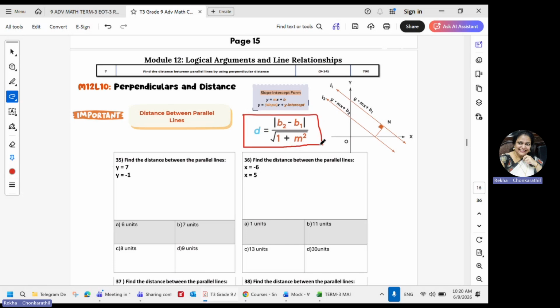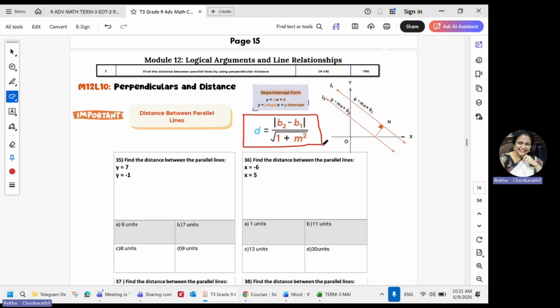Distance equal absolute B2 minus B1, or you can say B1 minus B2 divided by square root of 1 plus m square. What are these B1 and B2? They are the y-intercepts of the parallel lines. Remember, parallel lines will always have the same slope. So you will not have M1 and M2 different. Both M1 and M2 will always be the same.